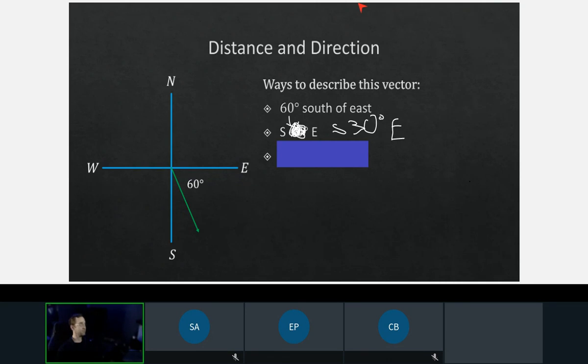But yes, to answer your question, yes. For both of these forms, you're either going to have south or north first, no matter which form you have. Okay, cool. Thank you. You're welcome. All right, and then the easy one. What's the bearing?